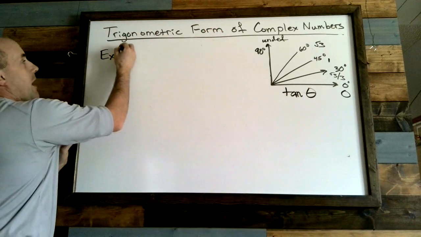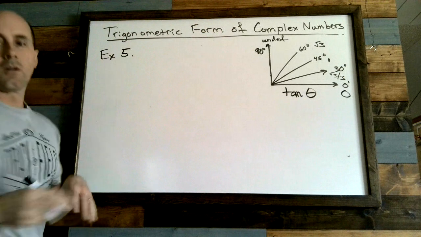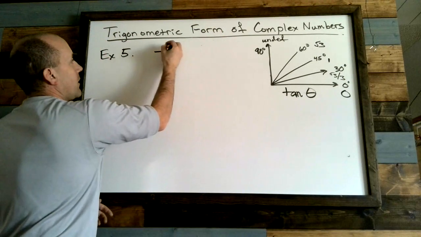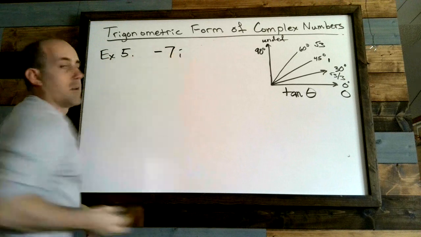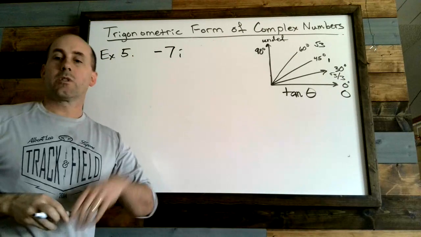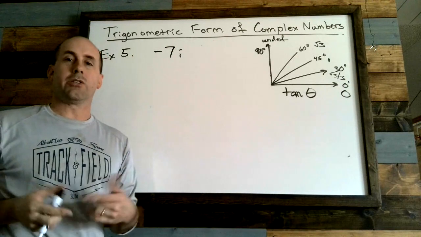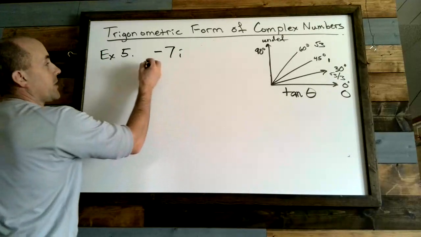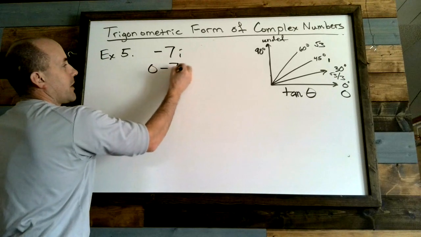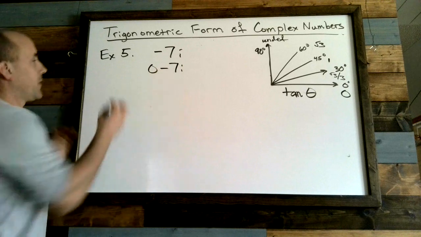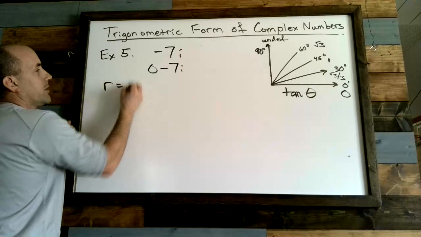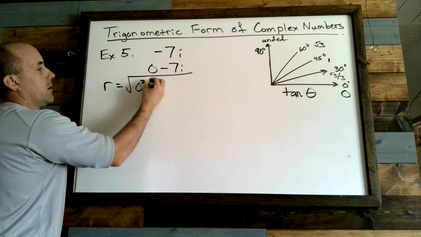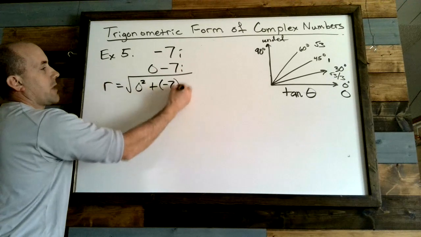And example number 5. We're going to take the number negative 7i. We take negative 7i and place that into complex form. Notice that this is the same thing as 0 minus 7i. So when you figure out the r value, it's the square root of, we would take 0 squared plus negative 7 squared.